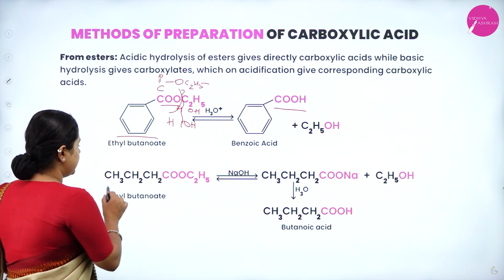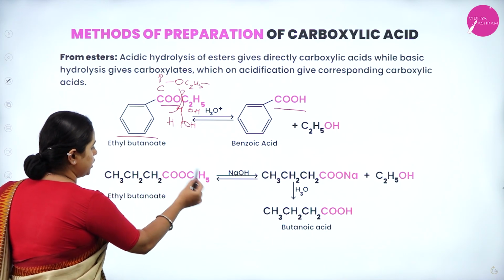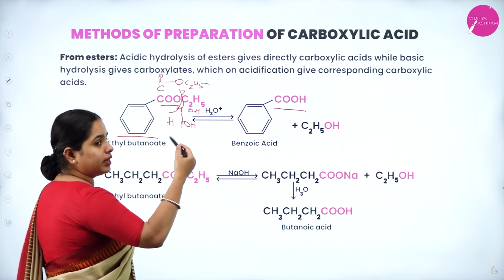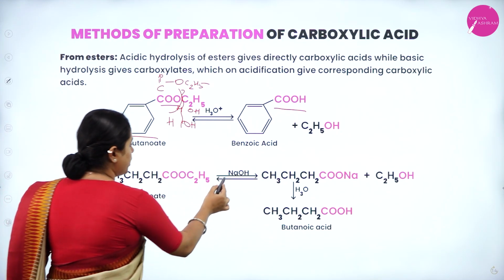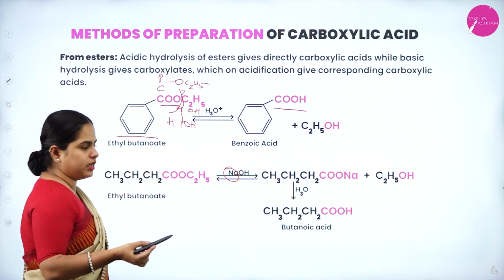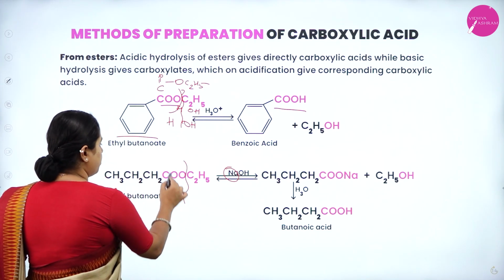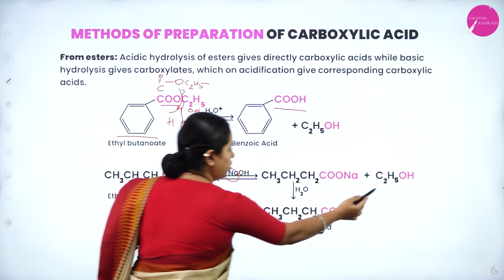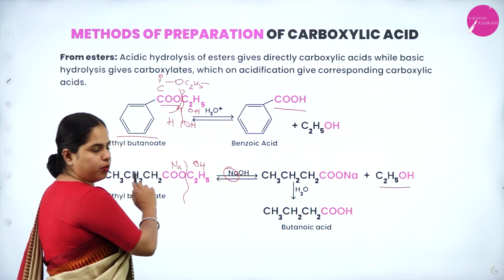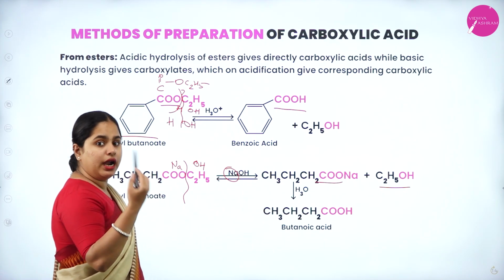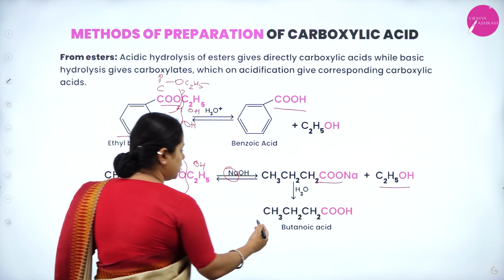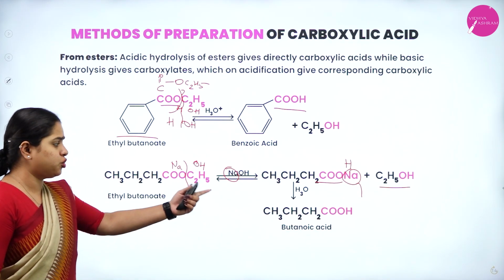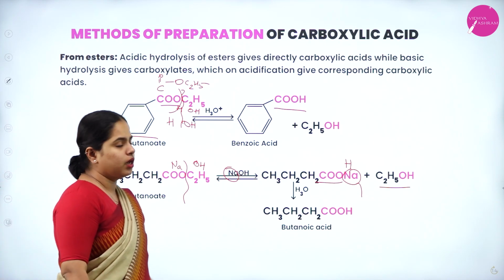Now let's see here, CH3CH2CH2COOC2H5. In presence of basic medium, what is going to happen? First you will get the salt, which is the sodium salt. So here you have taken sodium hydroxide, which is the base. This bond is going to break. Na will be added here and OH will be added here. So you will get ethanol and the sodium salt of the carboxylic acid, which on addition of H plus, that is acidification, the Na will be removed and H will be added here. CH3CH2CH2COOH will be formed, that is butanoic acid.